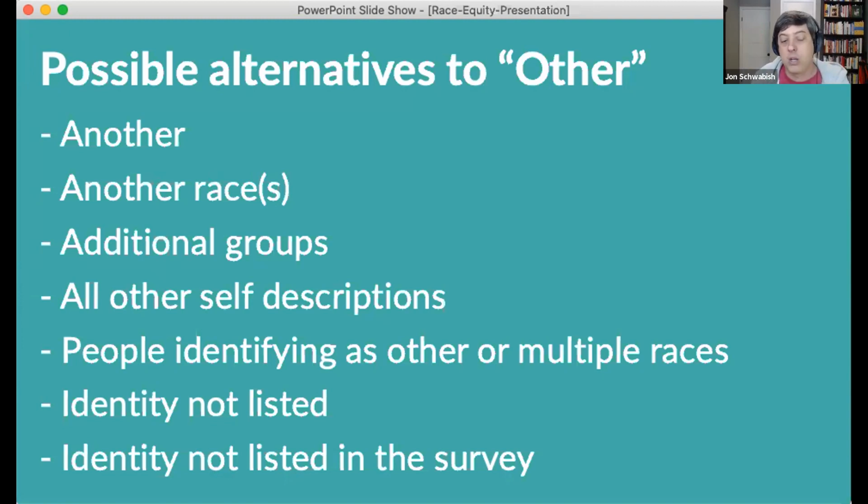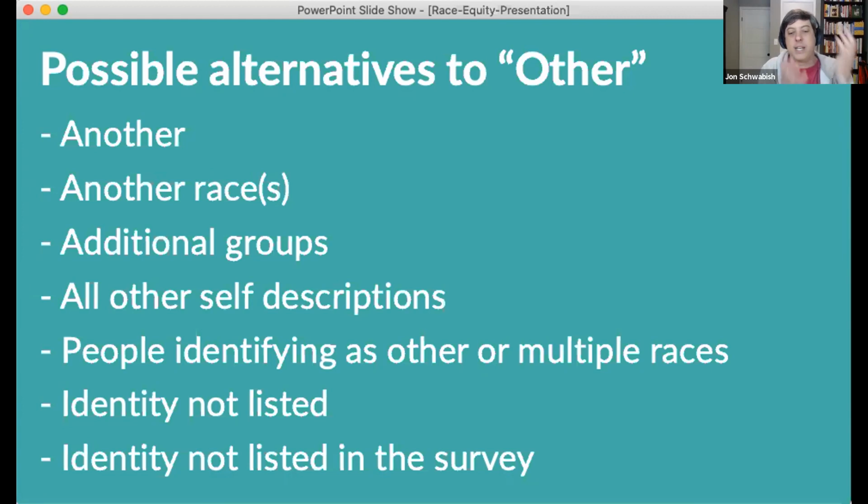We're using the phrase all other self-descriptions instead of the word other that was used in the survey, because we believe the phrase, or as Anthony said, additional groups, which is another great one. We're using the phrase additional groups because we think it's more inclusive. We think it's more aware of these different issues that we want to take into consideration.